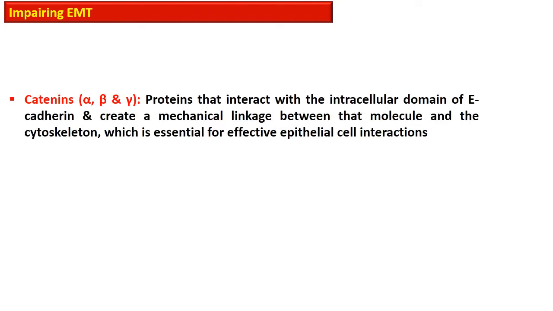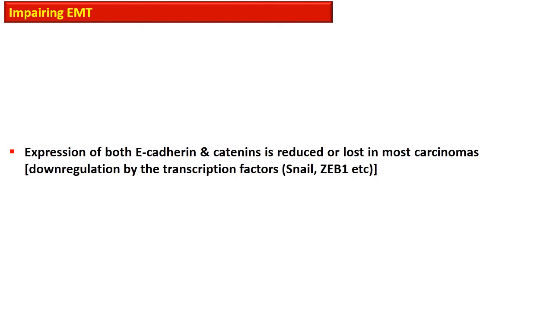Catenins, which can be subclassified as alpha, beta, and gamma, are the proteins that interact with the intracellular domain of the E-cadherin, and they create a mechanical linkage between the molecule and the cytoskeleton that is essential for effective epithelial cell interaction. Expression of both of these, the E-cadherin and catenin, is reduced or lost in most carcinomas, and it is downregulated by the transcription factors SNAIL and ZEB1.